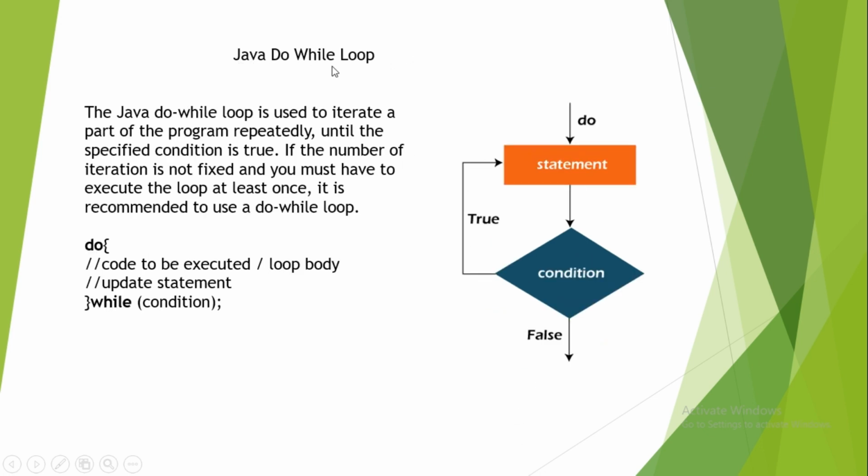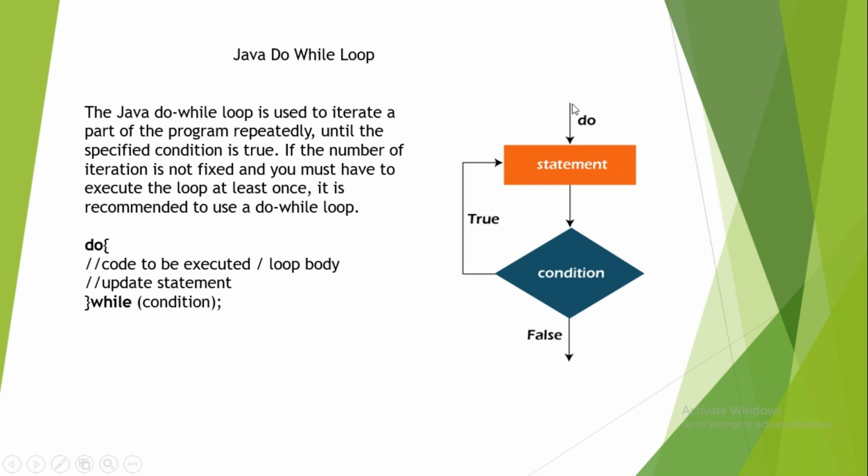Whereas the do while loop will execute the block of statements first, and then it will check for the condition. That means the statements given in the block will be executed at least once. Finally, when the condition is not satisfied, it will come out of the loop.